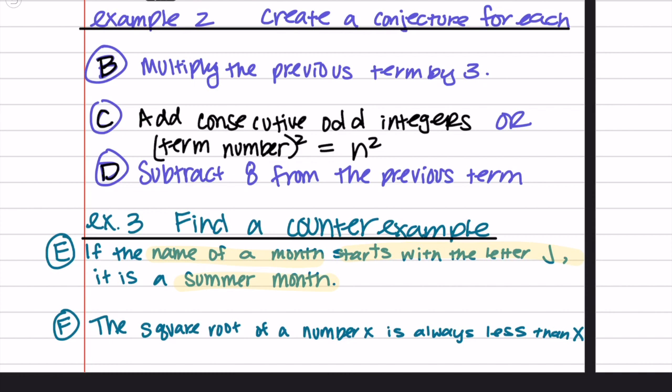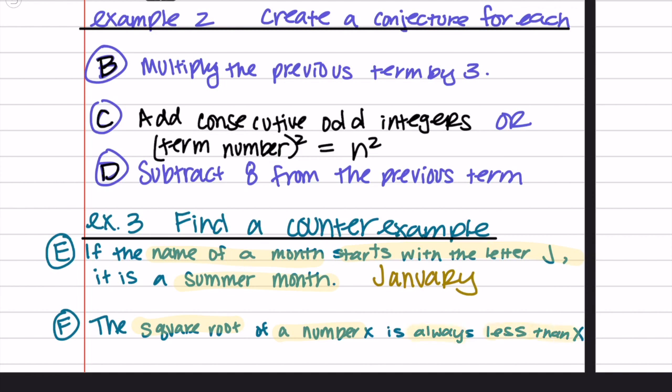Think about the months. Well, let's work backwards from where we are. We've got June that just happened. We also had July just happen. Oh, wait. We also have January, and that is not a summer month. And it's a month that starts with the letter J. This is saying that if it starts with the letter J, it is a summer month. Well, that's not always true. January is your counterexample. January proves that person wrong.